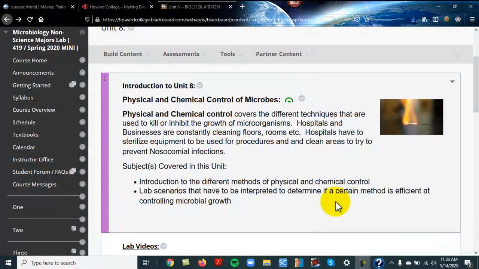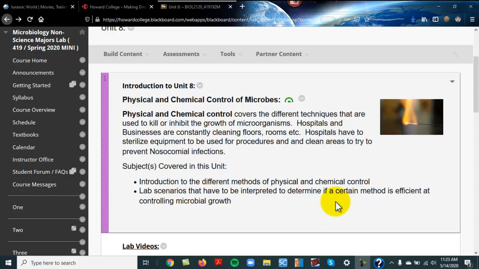This unit is going to cover physical and chemical control of microbes. A place of business, hospitals, of course, they are concerned with controlling microbes. You can't own a business like a restaurant and have mold growing in the bathroom or in the kitchen or anywhere else or any area where customers are going to be.